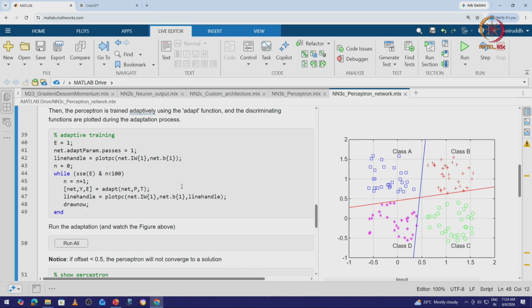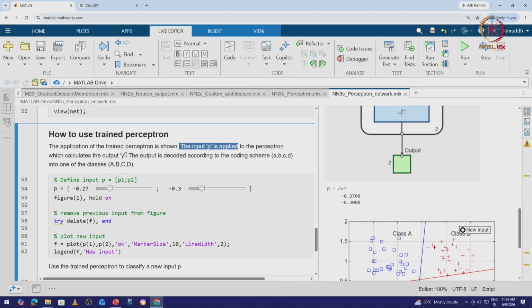Now, once the model converges, we actually see that the perceptron has this kind of decision boundary. Since it has 2 outputs, it can have 2 separate decision boundaries. One boundary is highlighted with the blue line, the second boundary is highlighted by the red line, right, and essentially it divides this particular plane into 4 quadrants, with each quadrant having its specific class, which then calculates the output y. The output is decoded according to the color scheme into one of these classes.